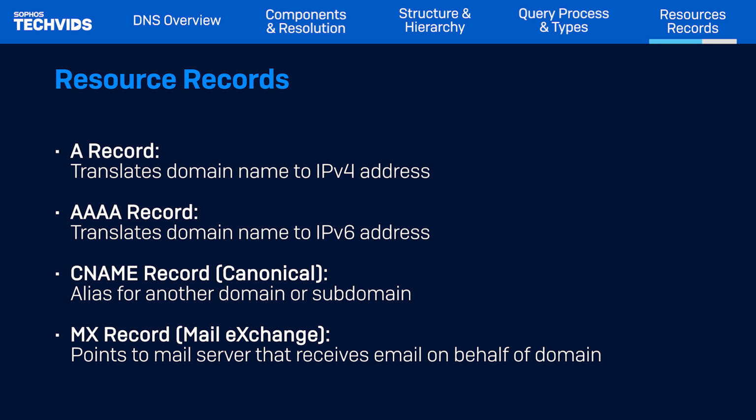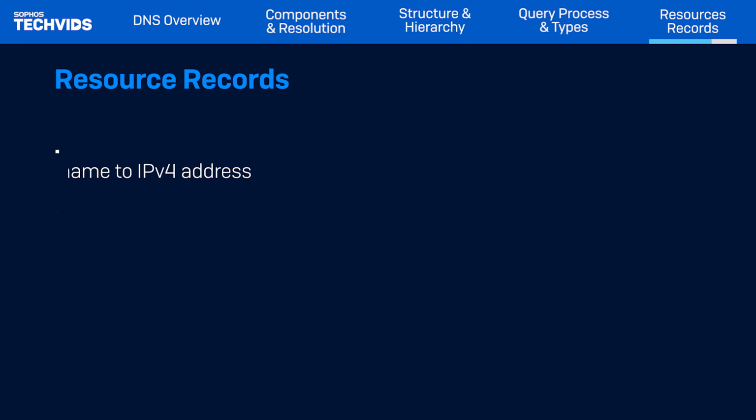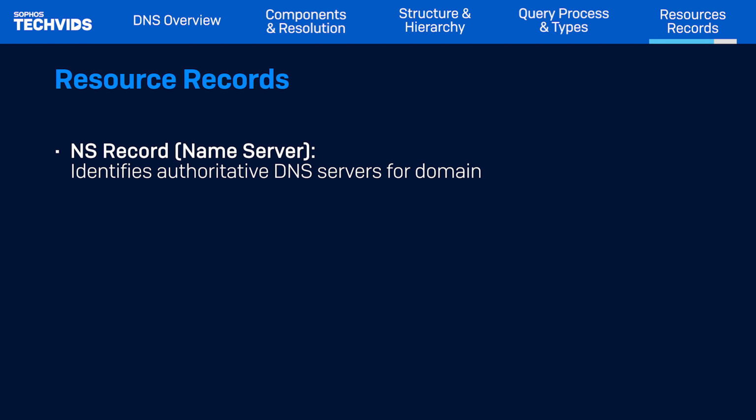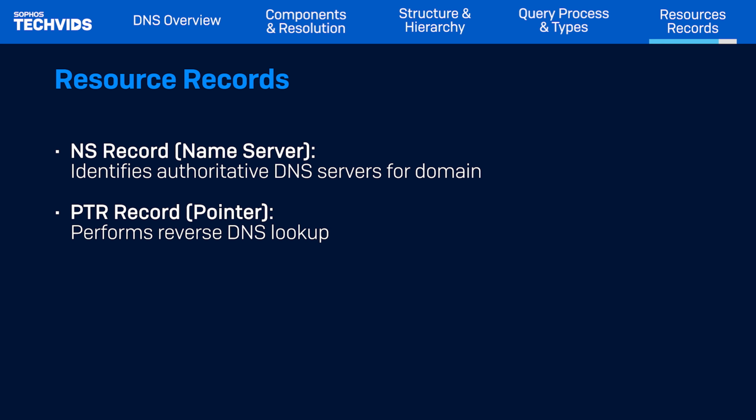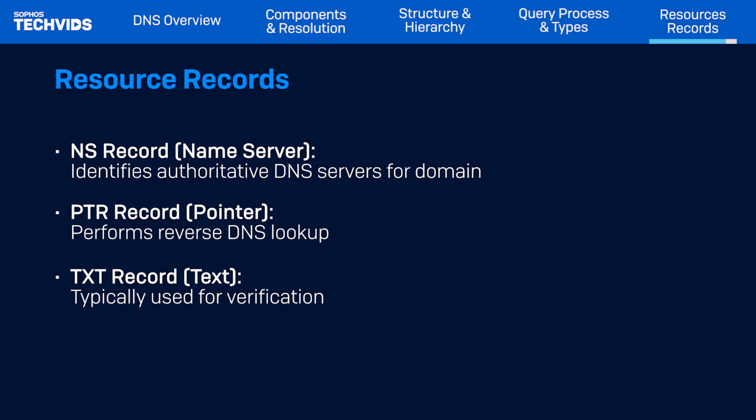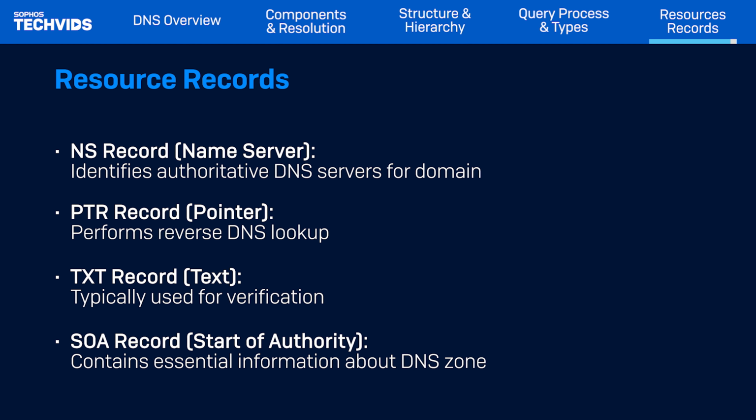An MX or mail exchange record points to the mail server responsible for receiving emails on behalf of the domain. Mail servers will look up MX records in order to properly send mail to one another. An NS or name server record identifies the authoritative DNS servers for a domain. A PTR or pointer record performs a reverse DNS lookup, translating an IP address back into a domain name. A TXT record is typically used for verification purposes only. Lastly, the SOA or Start of Authority record contains essential information about a DNS zone, including details about the domain's management.